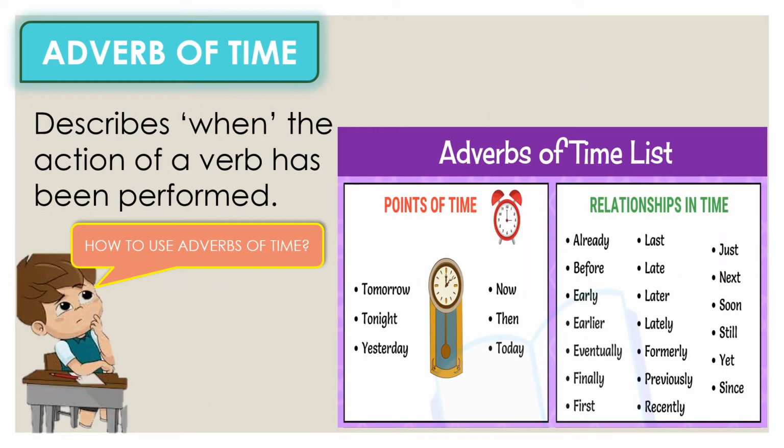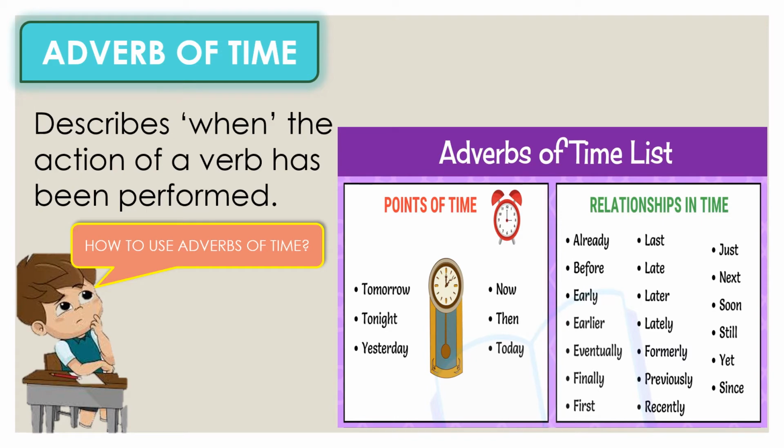Second one is adverb of time. It talks about when the action of a verb has been performed. We can talk about two types of adverbs of time. First is points of time and second is relationships in time. Points of time takes up tomorrow, tonight, yesterday, now, then, today.